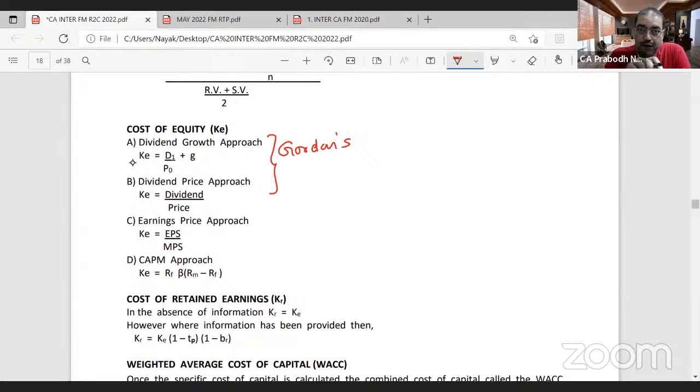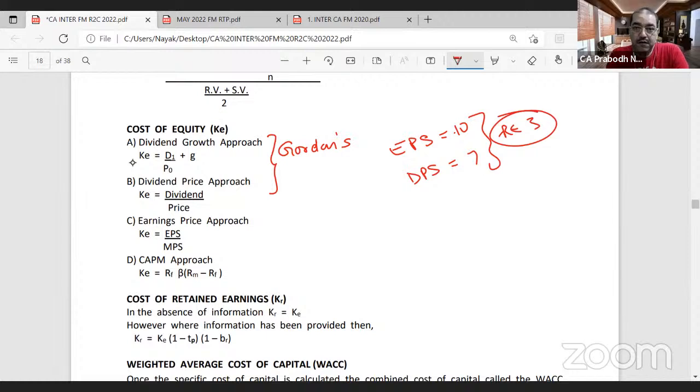If growth rate is not given, I told you what to do. See whether you can calculate the growth rate. How? In the problem, they must have given you that earning per share is 10 rupees and dividend per share is, let us say, 7 rupees. So what does it imply? It implies that 3 rupees is retained earnings. And if retained earnings are there, then growth rate is there.